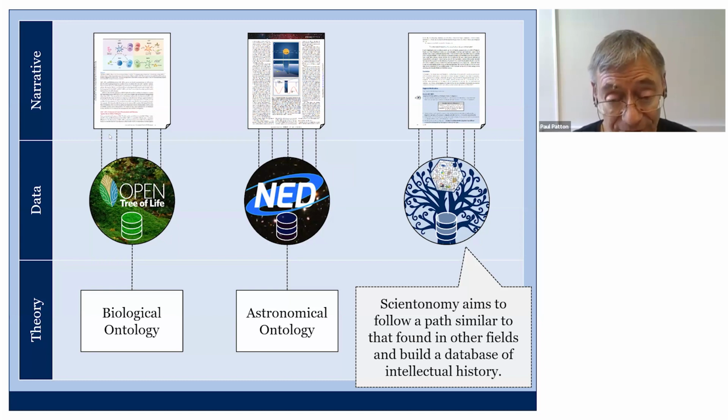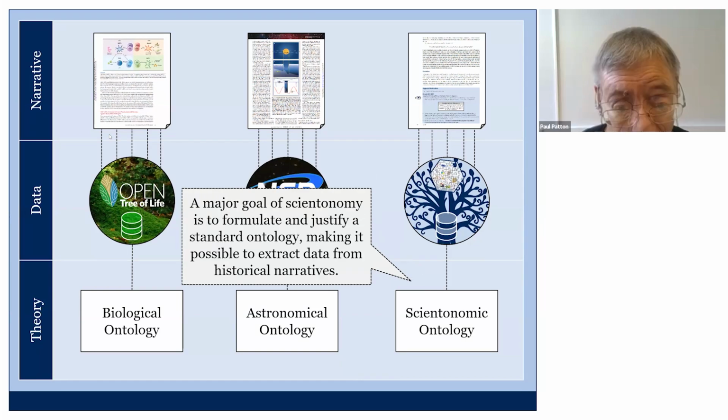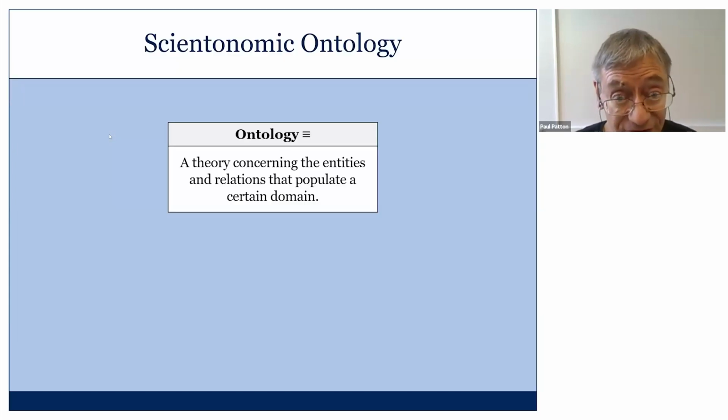Jamie mentioned the problems of case studies, that we look at only a limited number of examples. This powerful new tool of a database of intellectual history will allow us to test theories of scientific change against a large body of examples instead of a small cherry-picked body of examples. Now, to create such a database will again take a shared ontology of epistemic entities and epistemic relations. A major goal of Scientonomy is to formulate and justify a standard ontology, making it possible to extract data from historical narratives. So what about the Scientonomic ontology?